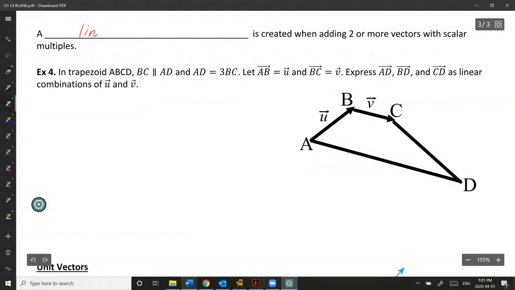A linear combination is created when we are adding 2 or more vectors that have scalar multiples. So you may see that word come up in some questions. You'll see it in the next question. Basically, it just means a combination of vectors with scalars.